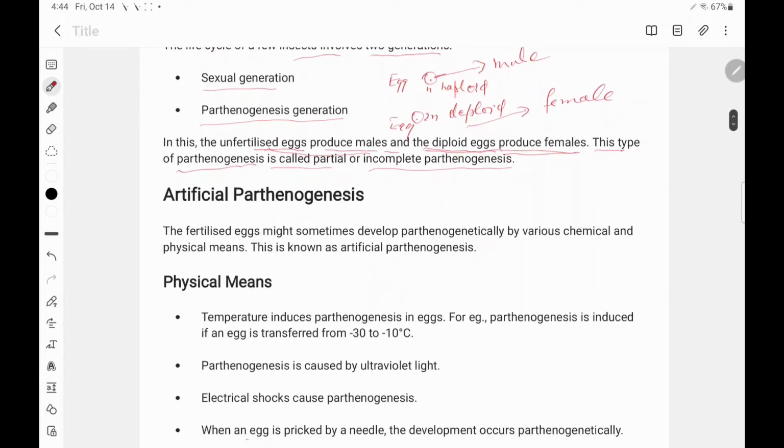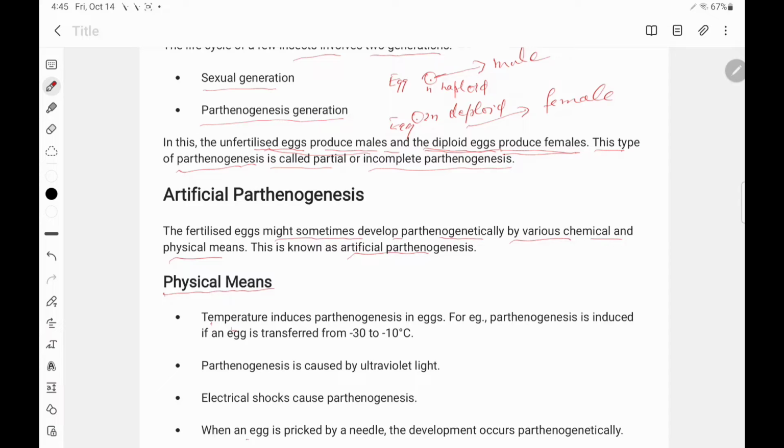Next, artificial parthenogenesis. Unfertilized eggs might sometimes develop parthenogenetically by various chemical and physical means. This is known as artificial parthenogenesis. These are the physical and chemical factors which are used for the development of parthenogenesis.